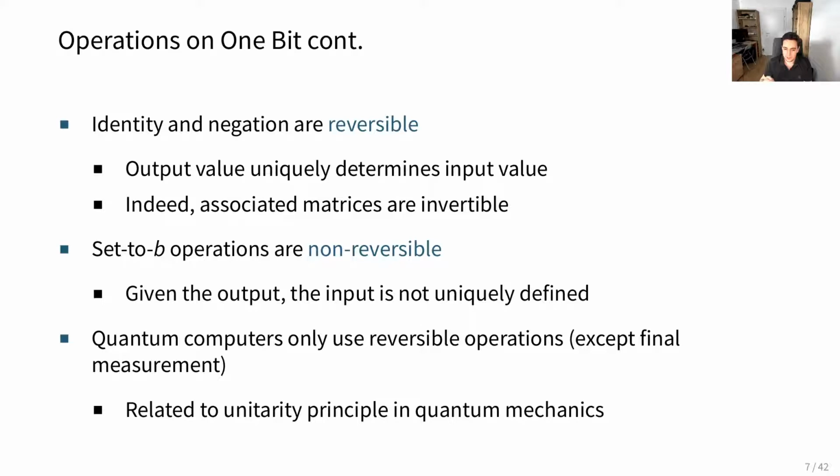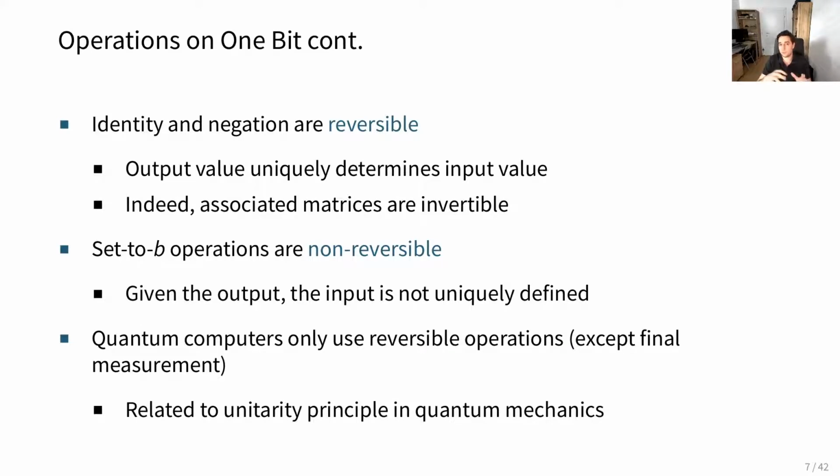And if you think about it, if you have your typical C program or Python program or whatever on a classical computer, and you take a look at what you actually do, you will see that many times you actually use functions which are non-reversible. So this is a very, very big difference. And why is it the case? Well, it's related to the unitarity principle in quantum mechanics, and it's also related to the amount of energy which is lost if we actually apply a non-reversible function.